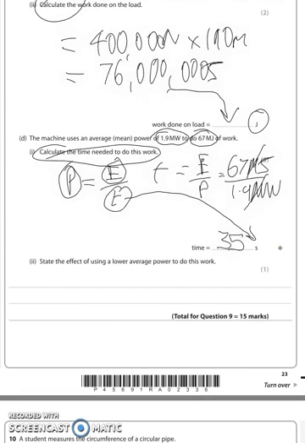State the effect of using a lowered average power to do this work. Well, if this number was lower, it's going to take longer. So it's just a state, so it takes a longer time. And that's question number 9.